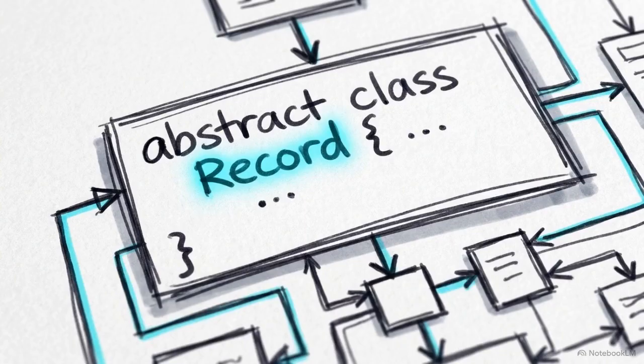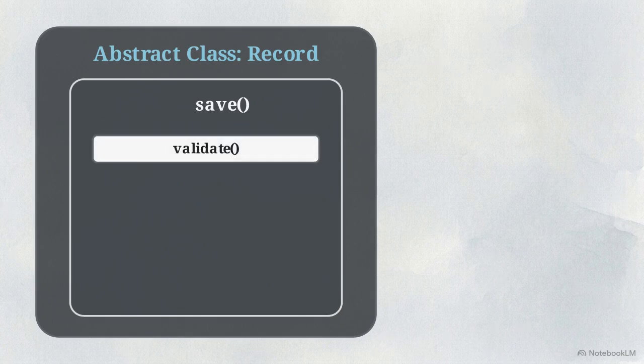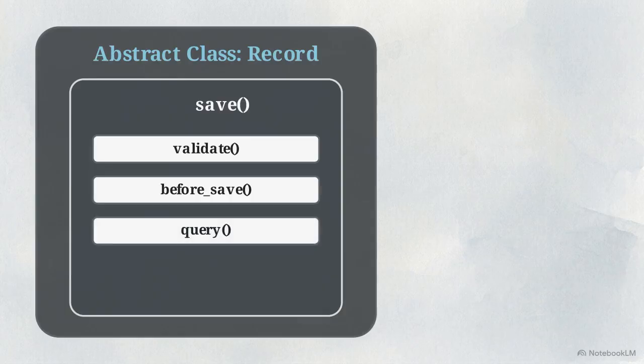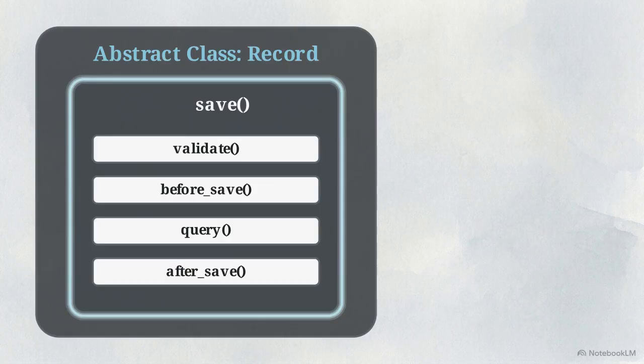At the highest level of our ORM architecture sits the abstract base class, conventionally named Record. This split execution flow maps out the save method inside the Record class. This acts as our orchestrating template method, listing out the required operations in a sequence: validate, before save, query, and after save. This sequence forms the invariant skeleton of the algorithm. The order of these operations is hard-coded and cannot be bypassed.